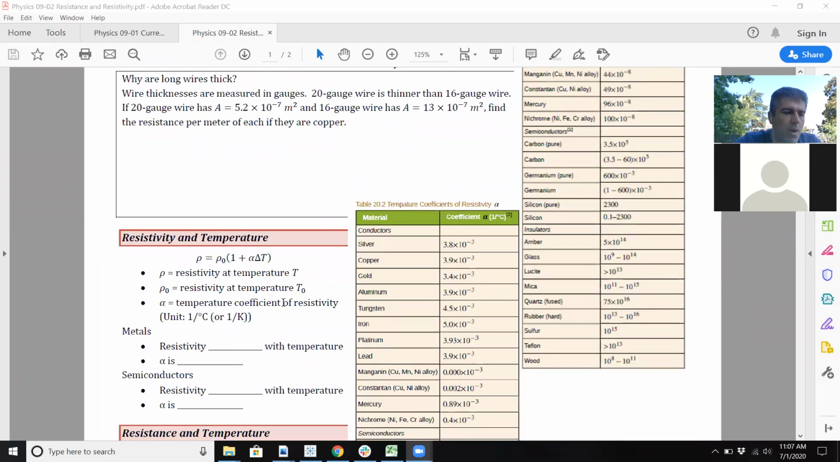Okay, so why are long wires thick? Well, here we have wire thickness measured in gauges. That's a unit that sometimes people use. 20 gauge wire is thinner than a 16 gauge wire. The 20 gauge wire has that area, and the 16 gauge wire has that area. Find the resistance per meter of each if they are copper.